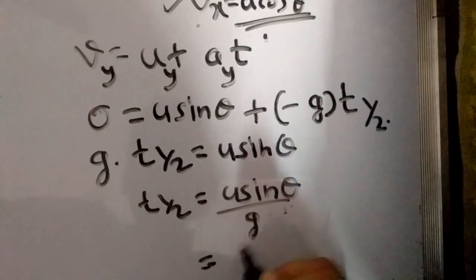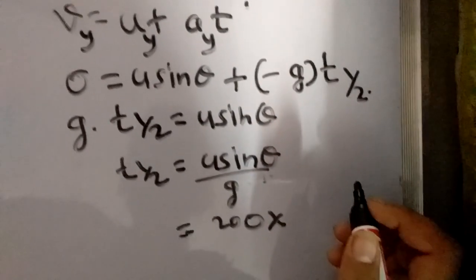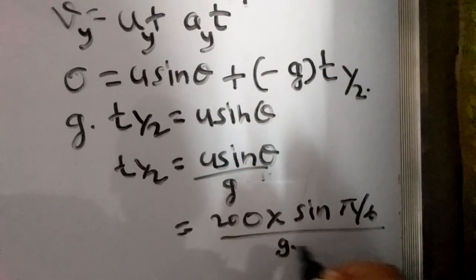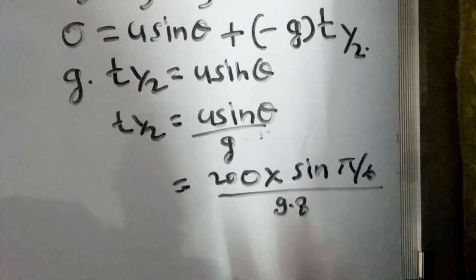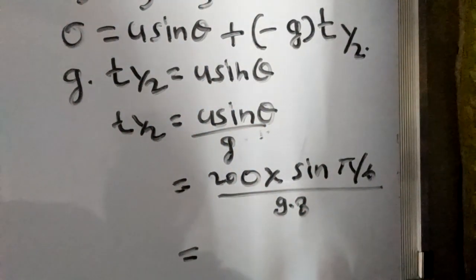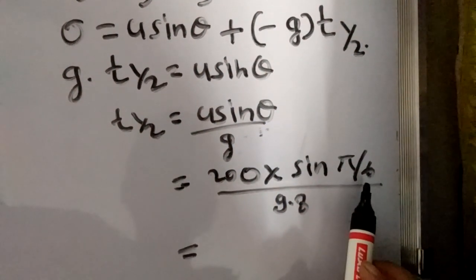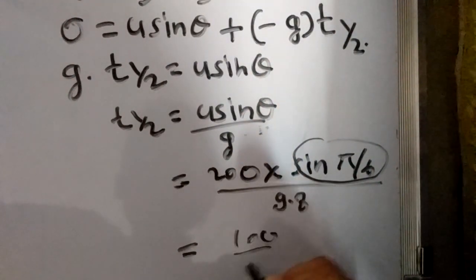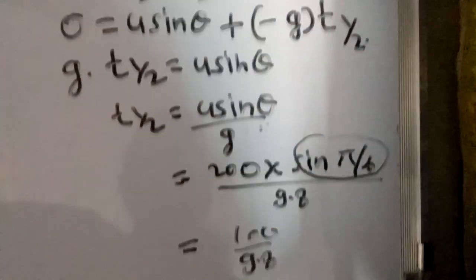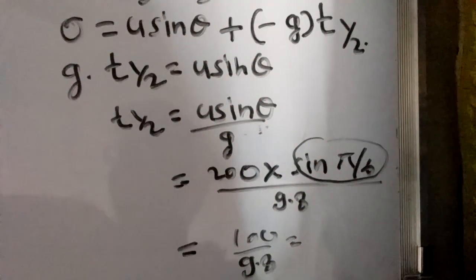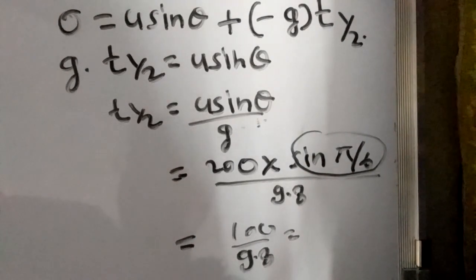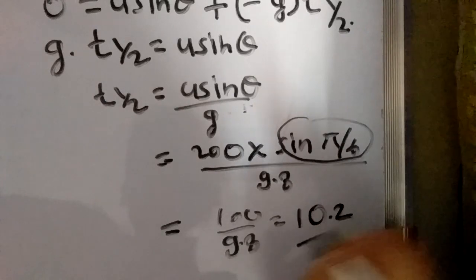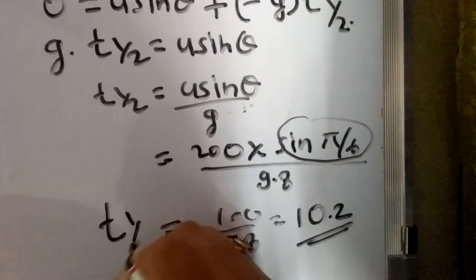Now put the values of u, theta and g. So you will get 200 into sine of pi by 6 upon 9.8, because the value of g is always 9.8. Now what is the value of sine pi by 6? It is half. So half of 200 will be 100, 100 upon 9.8. If you calculate this value, you will get the value of t half nearly around 10.2. Okay, this is t half.